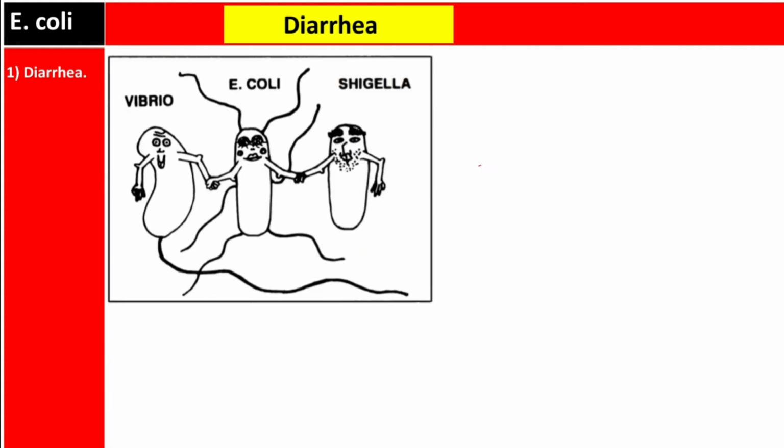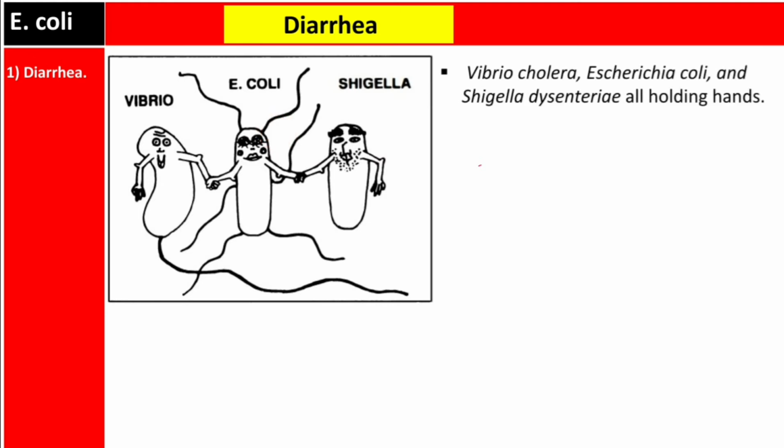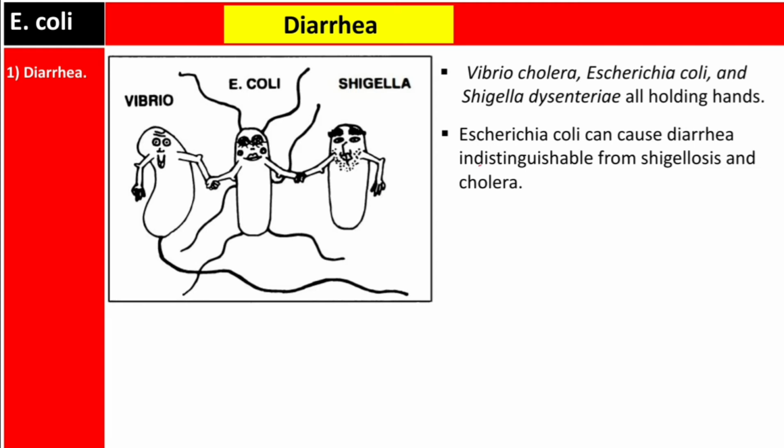Look here. You have these three bugs. They are holding hands. This is Vibrio cholerae, E. coli, and Shigella. Let's talk about the relationship of these three, and then we'll go to more interesting stuff. Vibrio cholerae, E. coli, and Shigella dysenteriae are holding hands in this picture, as you can see. The E. coli can cause diarrhea indistinguishable from shigellosis or cholera.